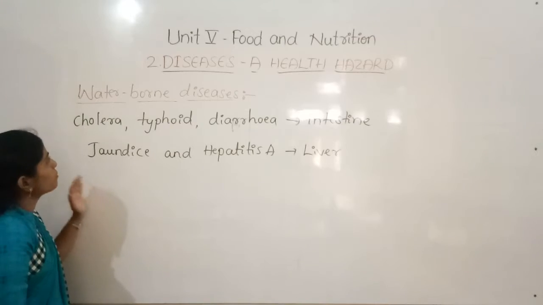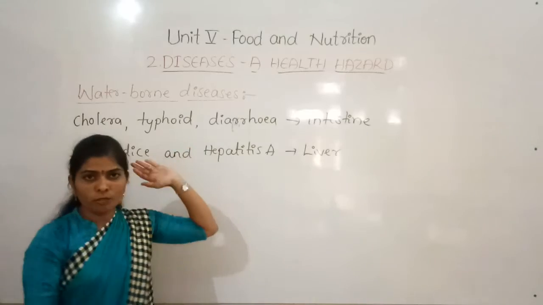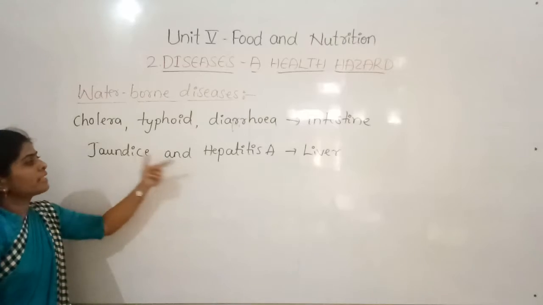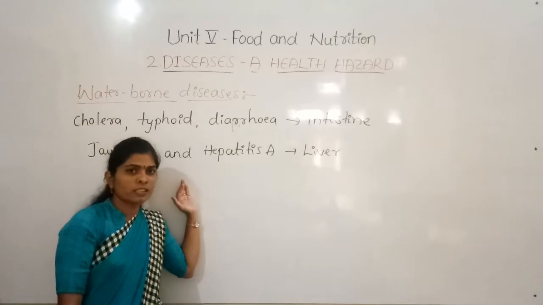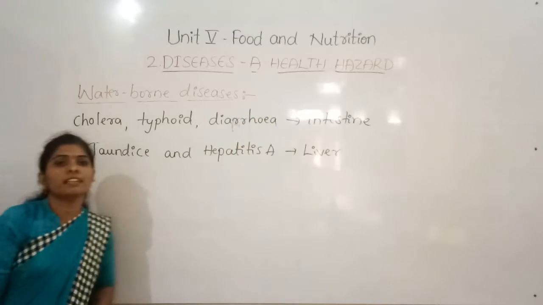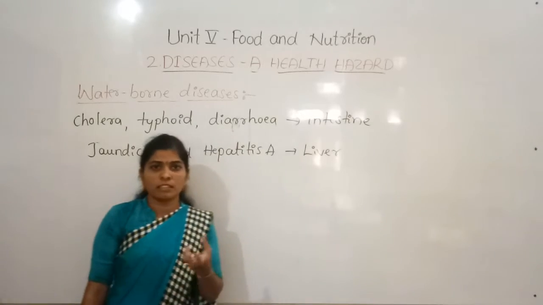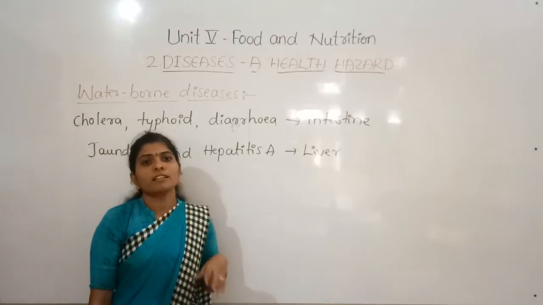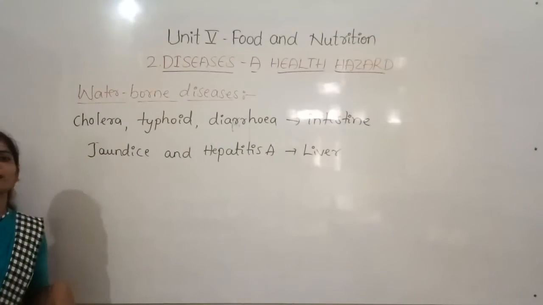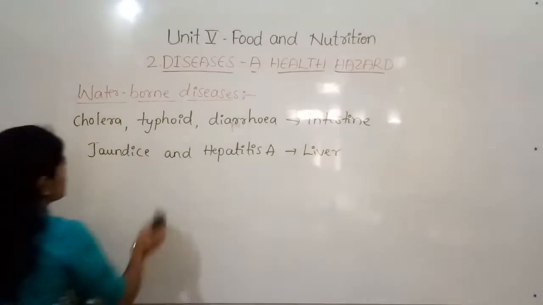So these are some waterborne diseases. Cholera, typhoid and diarrhea affect the intestine, and jaundice and hepatitis A can affect the liver. These waterborne diseases can spread through water, as the microbes can enter the body through water. And how are these waterborne diseases caused? Now we can discuss the causes of waterborne diseases.